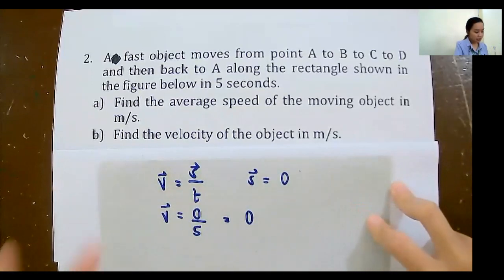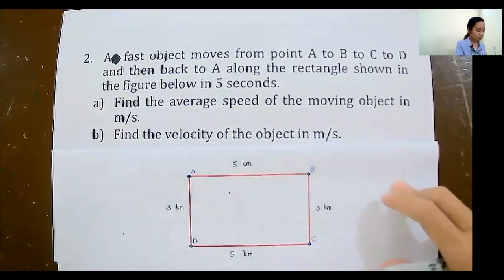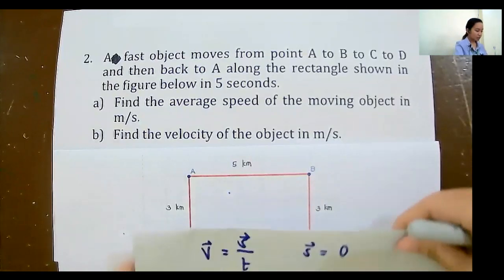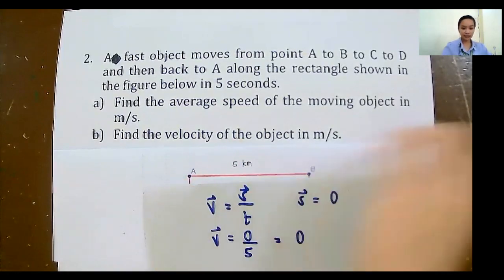The velocity becomes 0 only when your object went back to its starting position. If not, you have to look for its displacement. So here, the time and the direction of the object are important.